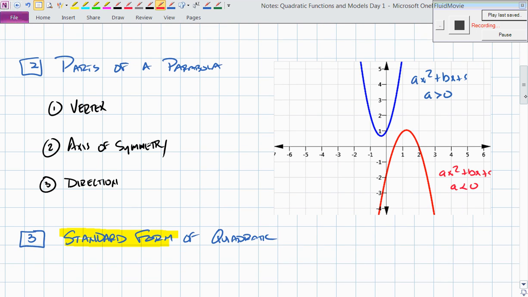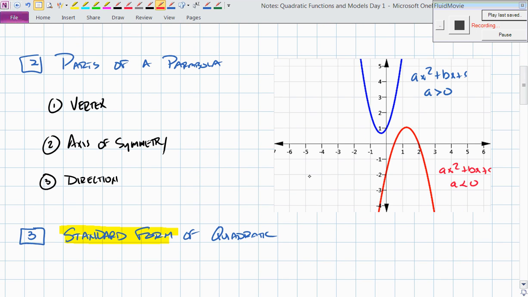So I want to talk about the parts of the parabola. There are three main parts that we need to be responsible for: the vertex, the axis of symmetry, and the direction that it opens. I have two parabolas on the right-hand side that we're going to talk about. The vertex could either be the highest point, or it could be the lowest point. On this blue parabola, the vertex would be literally right there. That is the vertex, and it is the lowest point because the parabola is facing upwards. It can hold water, if you will, right?